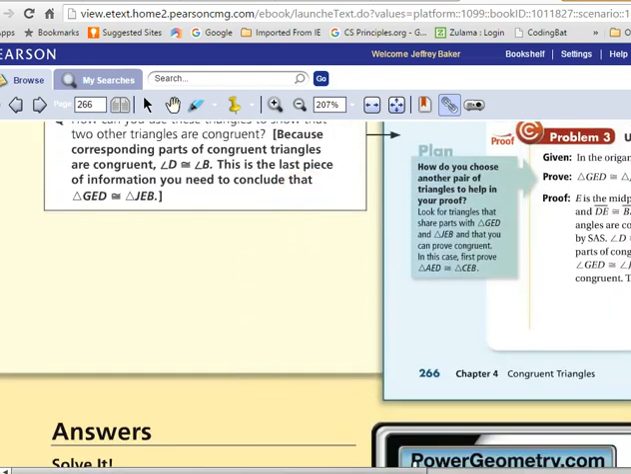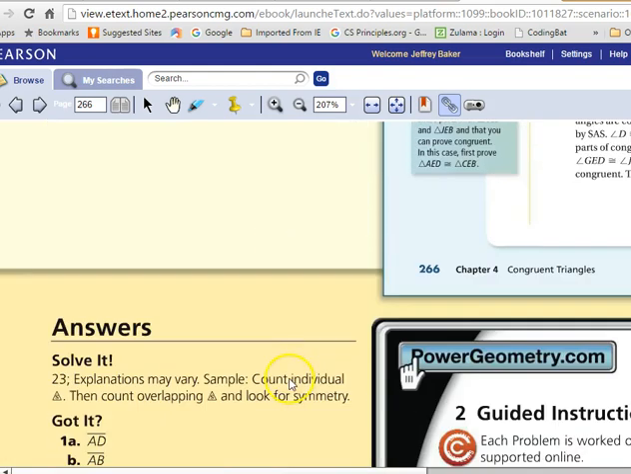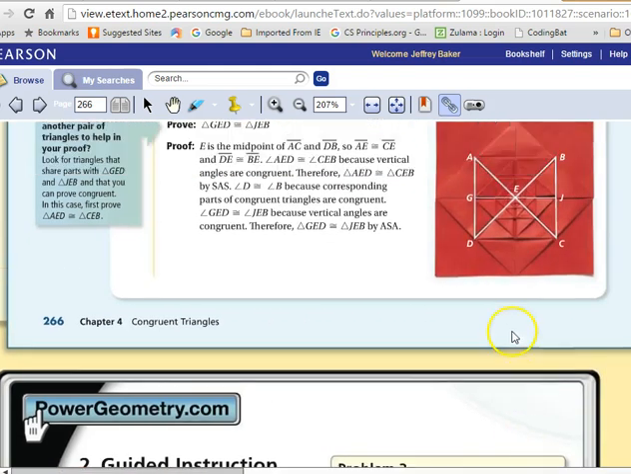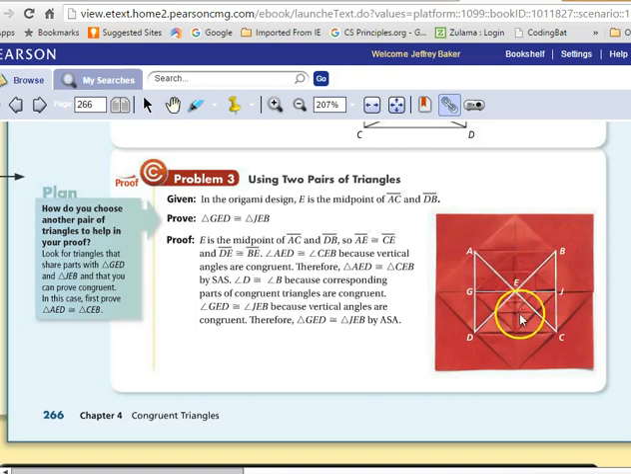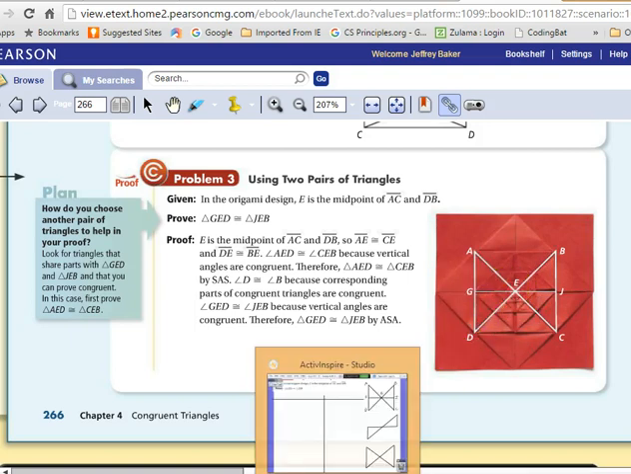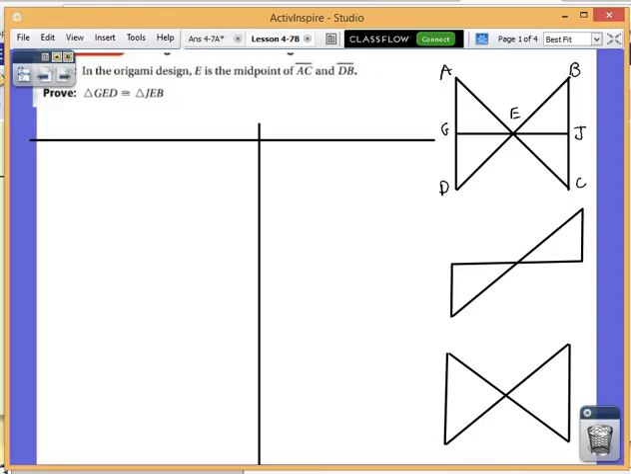It was an origami problem. Origami. Oh, here it is. So this is the picture and this is the problem that I took from the book. And we're going to prove some stuff about this figure right here. We're going to use a two-column proof because I like two-column proofs better than paragraph proofs.